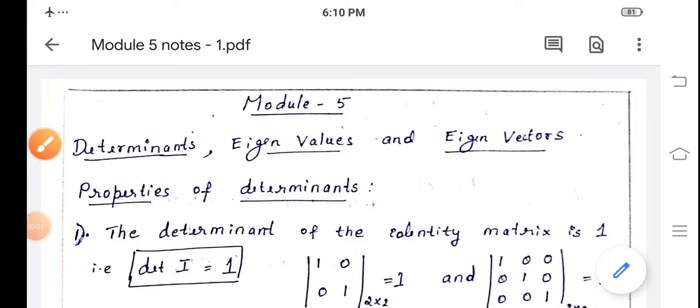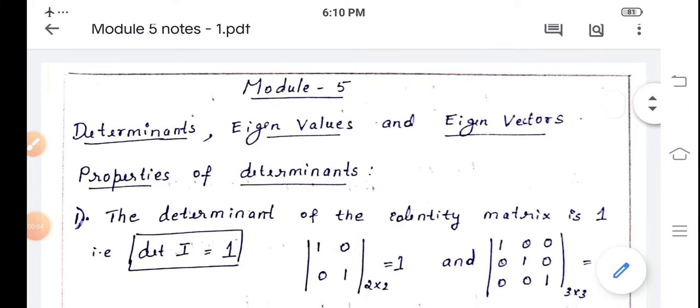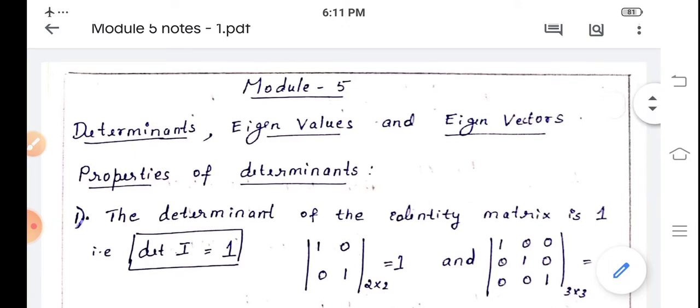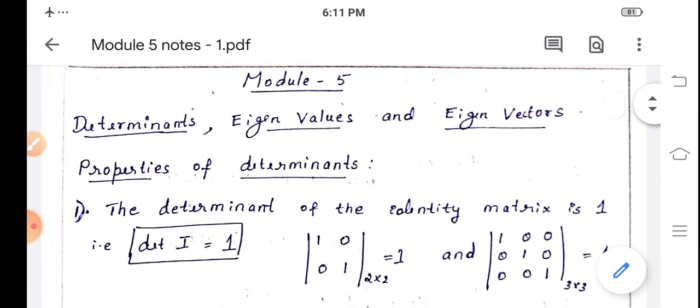Hello students. Today I am going to start the 5th module of 18AC44. Under this module we are going to study about determinants, eigenvalues, diagonalization of a square matrix, special matrices and their properties. And also we shall study about singular value decomposition.